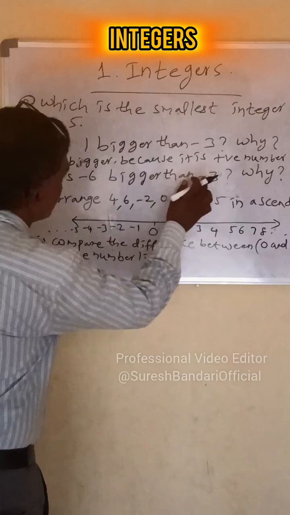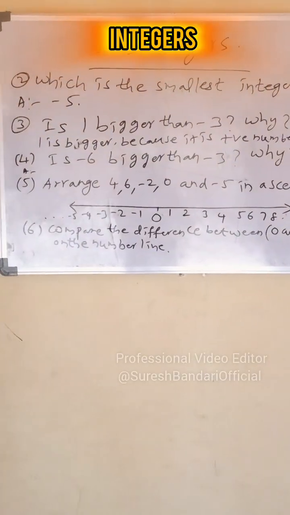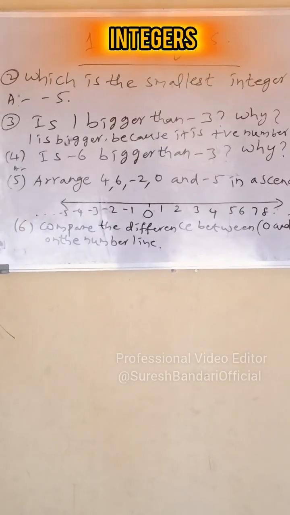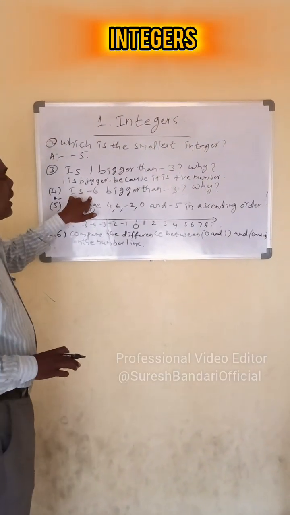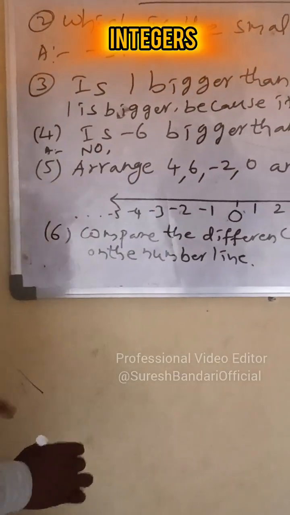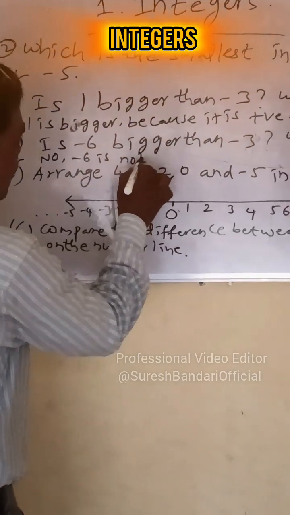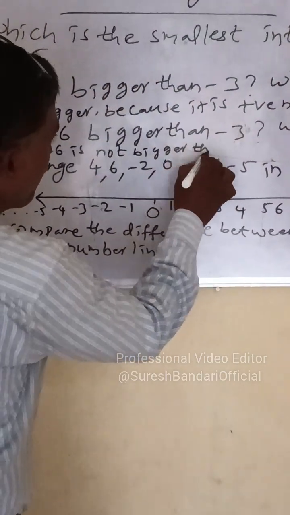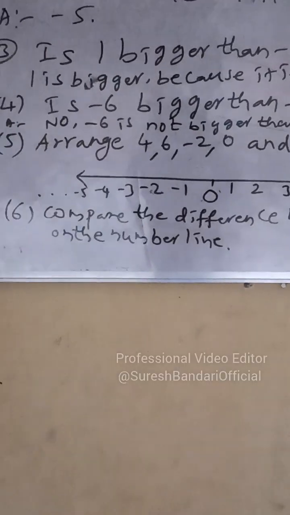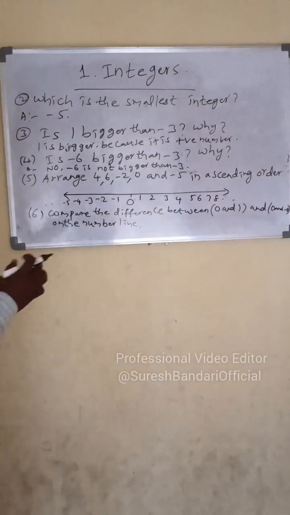Fourth one, is minus 6 bigger than minus 3? Minus 6 is not bigger than minus 3. Why? Because, as I already said, among minus numbers the biggest is the smallest. So the answer is no. Minus 6 is smaller than minus 3.